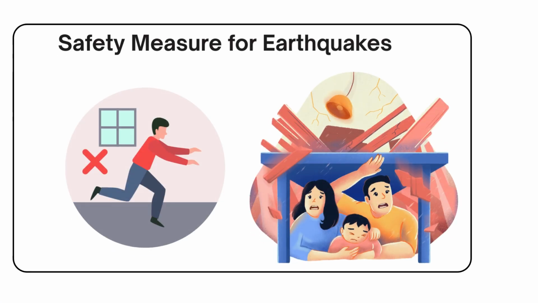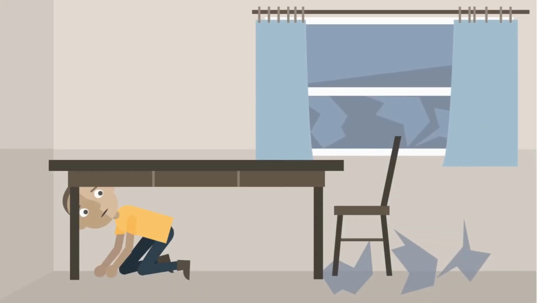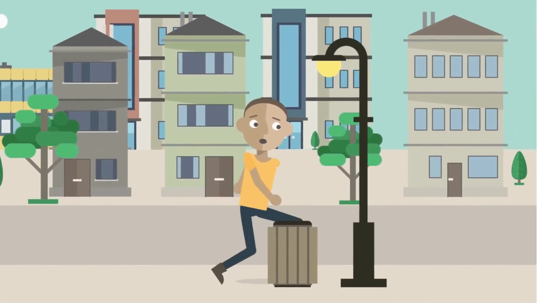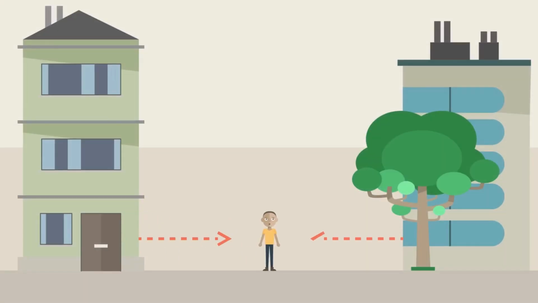Safety measure for earthquakes. During an earthquake, drop to the ground, take cover under a sturdy piece of furniture, protect your head and neck, and hold on until the shaking stops. If you're outside, stay in an open space and avoid running. Move away from buildings, trees, and power lines.